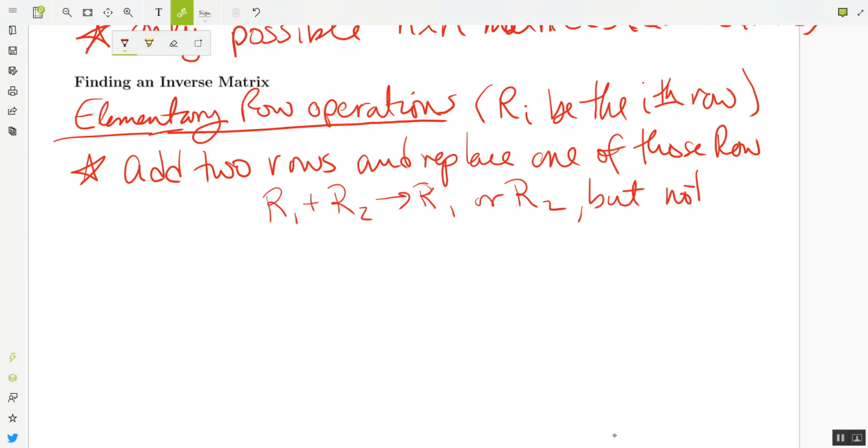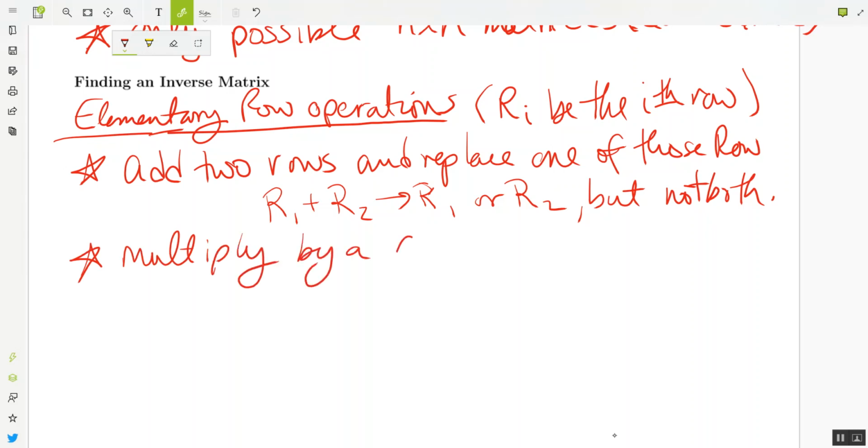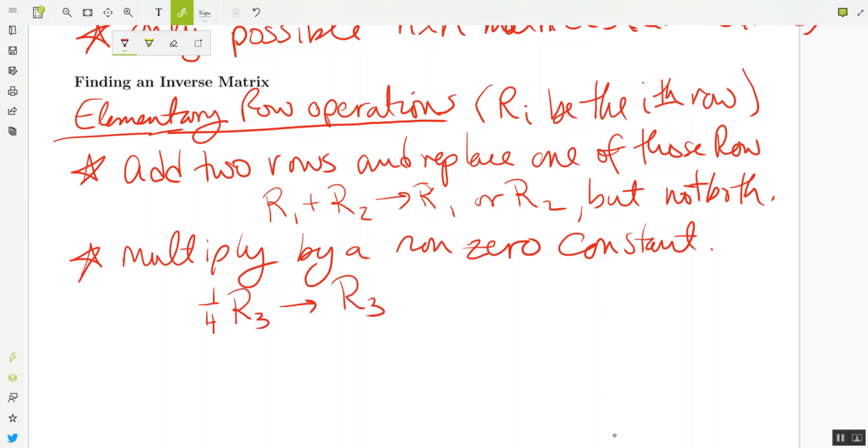You're going to see me do these. This one's my favorite one to use. You can also multiply by a constant, but it's got to be non-zero. So for instance, I could do 1/4 of row 3 and write that on row 3. And then the last move, and this one I don't use as much, you can exchange 2 rows.